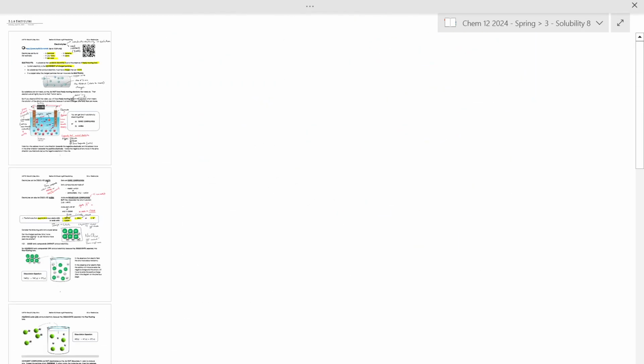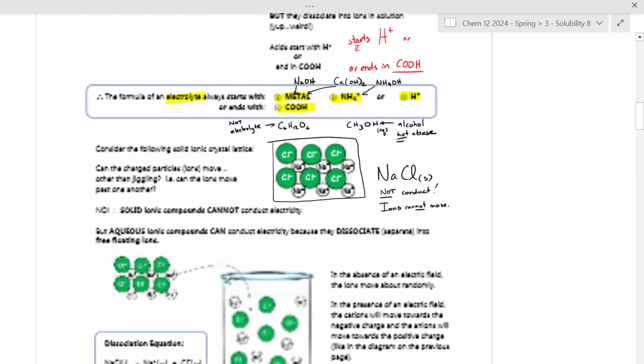You guys can't read it that small? What's wrong with you? Oh my God.